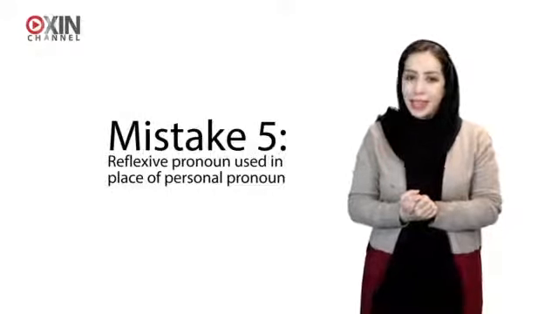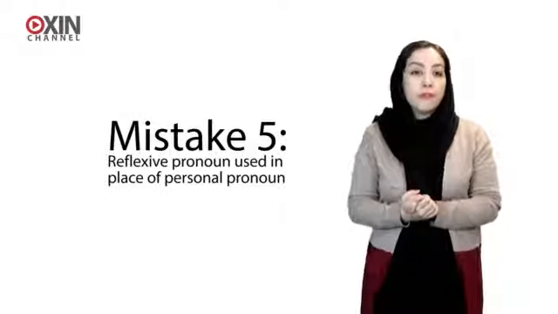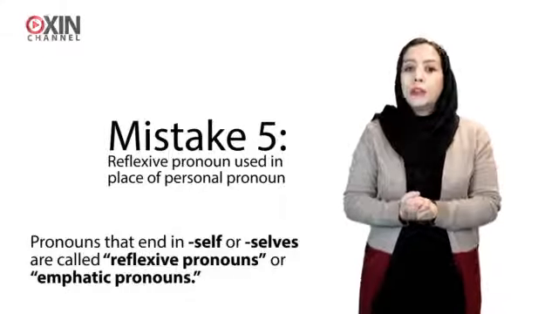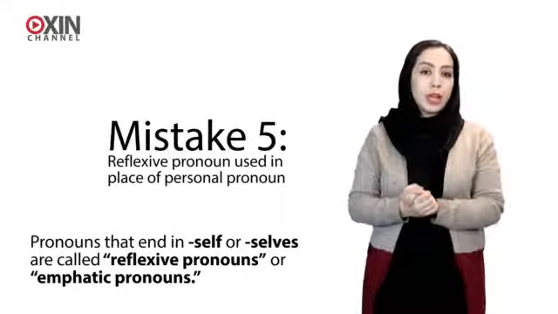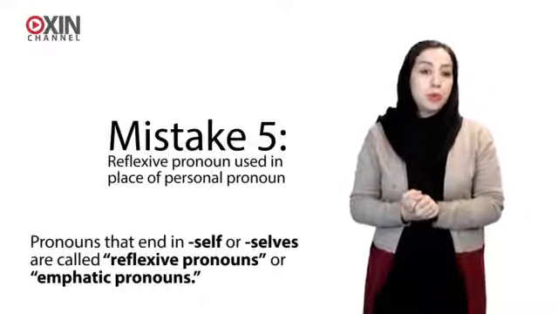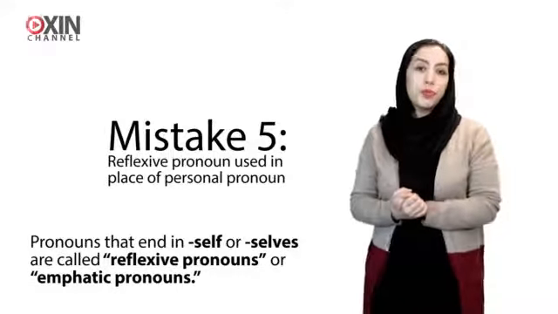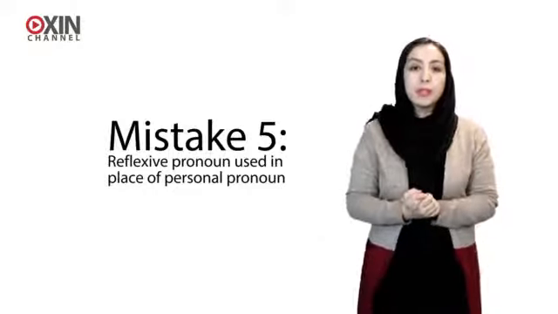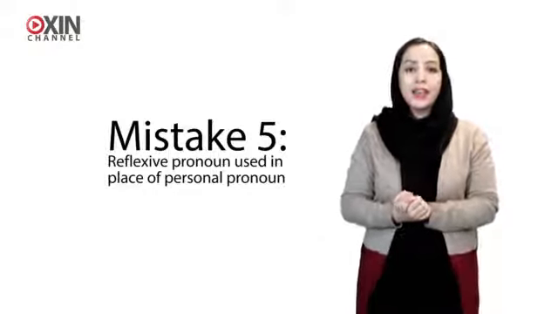The last mistake, number 5, reflexive pronouns. Do you remember reflexive pronouns? Reflexive pronoun ها بچه ها اونهایی بودن که به self or selves ختم می شدن. بهشون می گفتیم انعکاسی. Okay, let's check the examples to see what the mistakes are like.